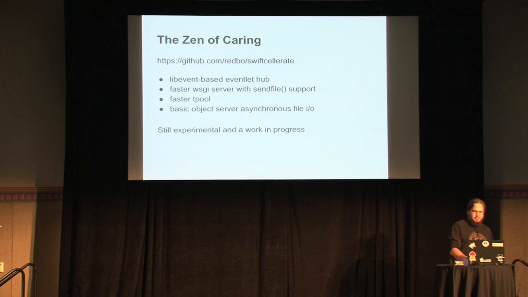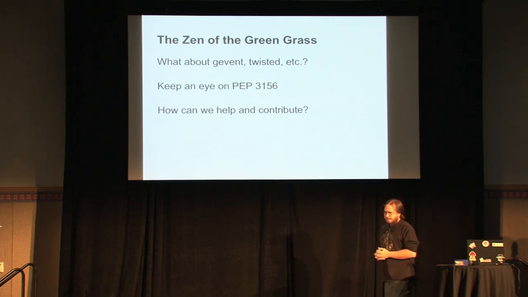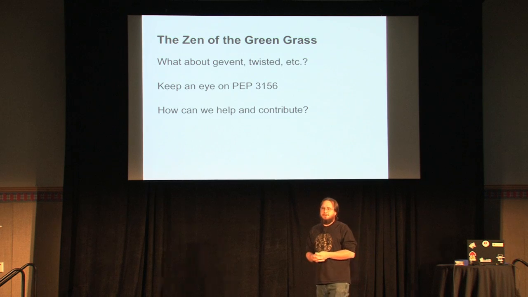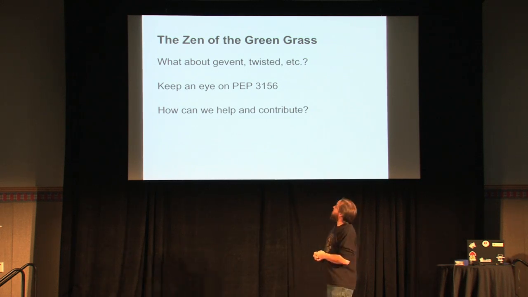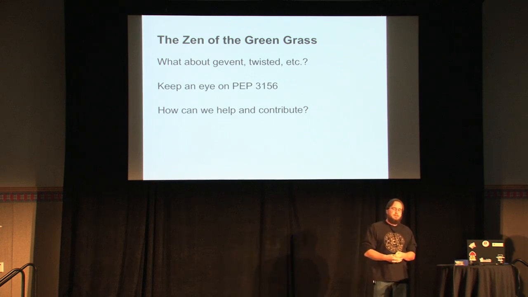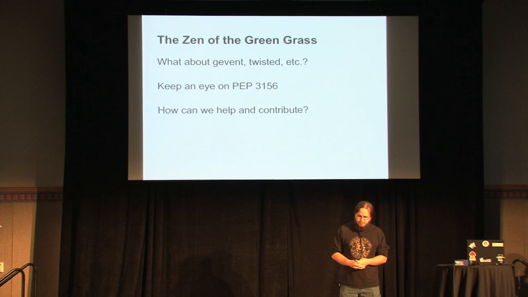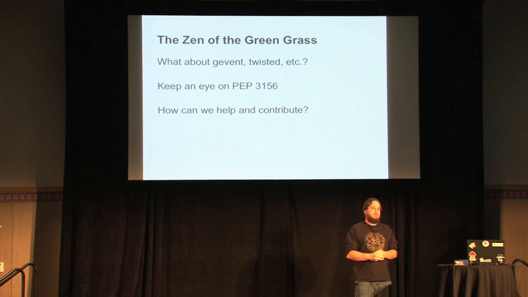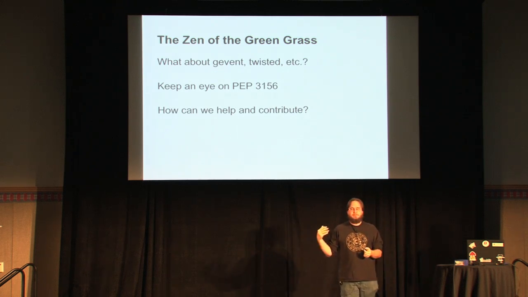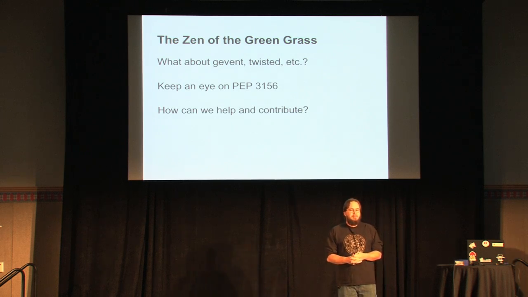And then my final slide, the Zen of the green grass, because the grass is always greener on the other side, right? The questions always pop up: well, what about Gevent? What about Twisted? The reality is these are similar problems you're going to have in all async frameworks. How you deal with blocking stuff is a very similar problem in Twisted and Gevent as it is in Eventlet. It's going to be a pain to solve there, too.